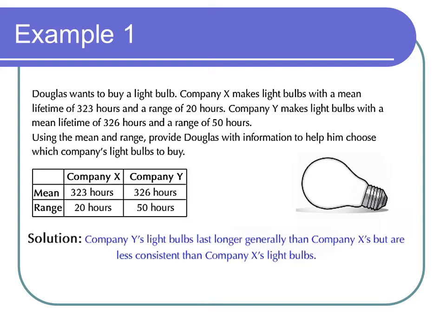So Douglas' decision of which light bulbs to buy will be based on which he thinks is more worth the risk: those which generally last longer or those which are more consistent.